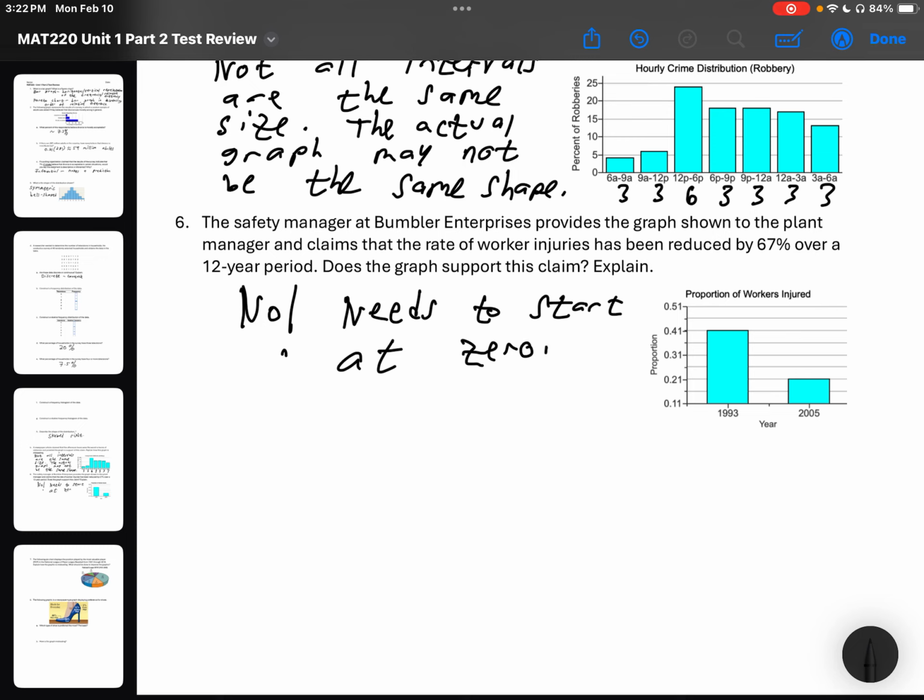In this case, the difference doesn't look that giant. But if you were to start at 0, it would definitely paint a different picture.